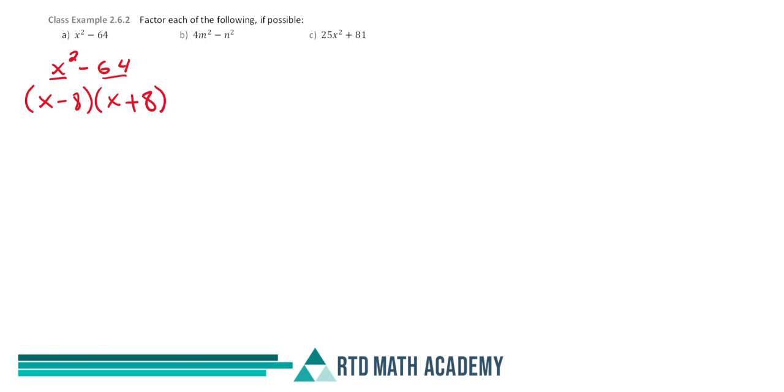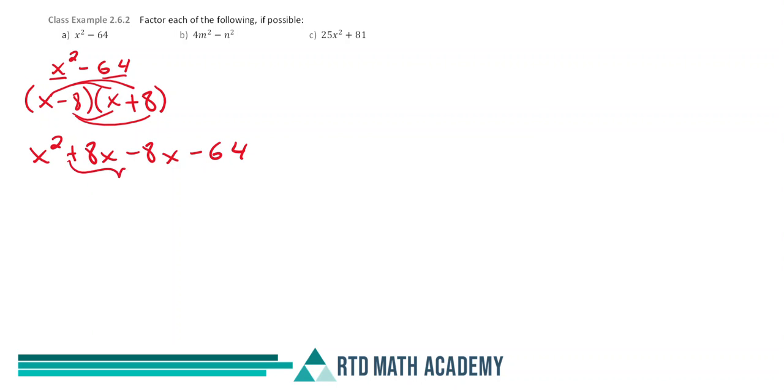Now, before I move on to the next one, let's actually expand this out to see why that worked. So let's FOIL this. x times x is x squared, and then x times 8 is 8x, and then we have negative 8 times x, which is negative 8x. Maybe you're seeing it. And then negative 8 times positive 8 is negative 64. All right, so that's that part there.